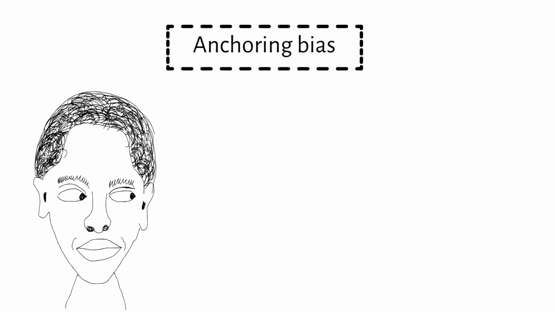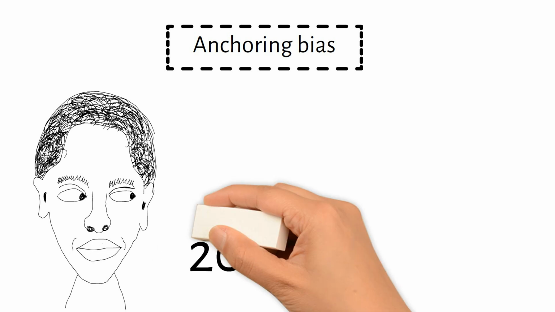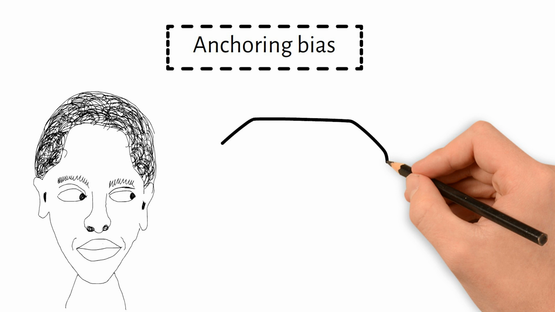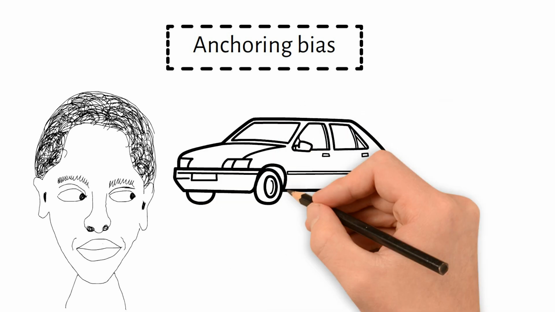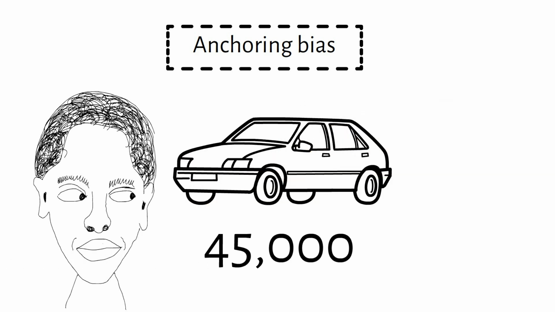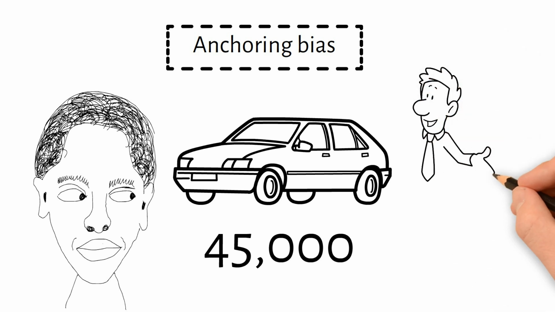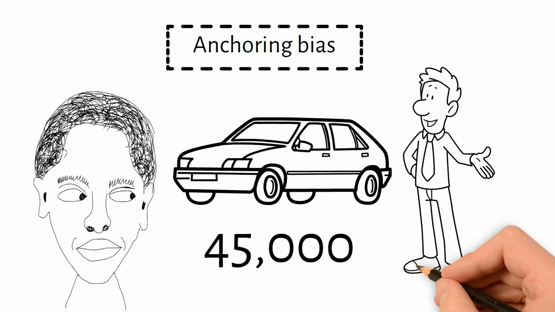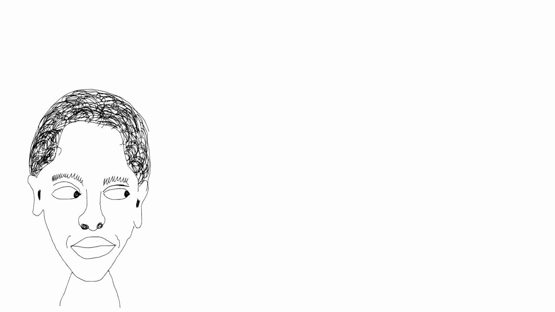Anchoring bias. Now, Jack was shopping for a new car and he had set a budget of $20,000. But when he arrived at the dealership, the first car the salesman showed him was a sleek sports model and it was priced at $45,000. Jack immediately knew it was far out of his price range, but the salesman assured him they had more affordable options. So the next car the salesman presented was $35,000.